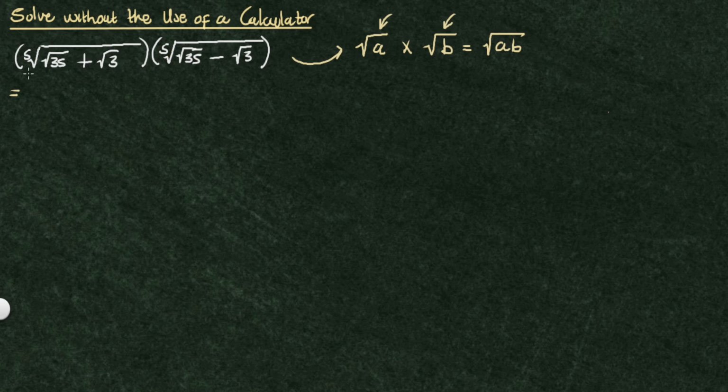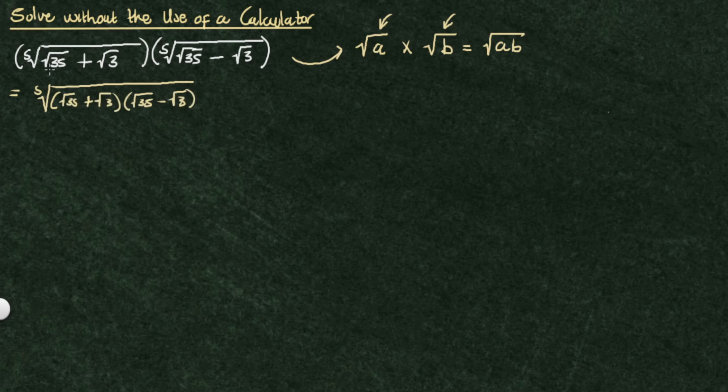So we're going to take the first bracket and multiply it with the second one. It's going to be the fifth root of the square root of 35 plus the square root of 3, multiplied by the square root of 35 minus the square root of 3.